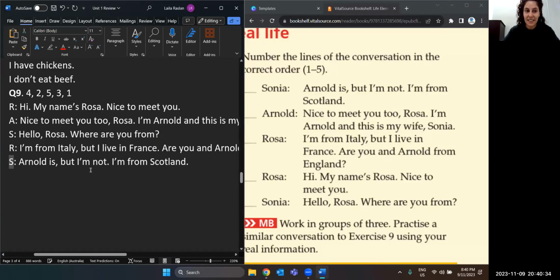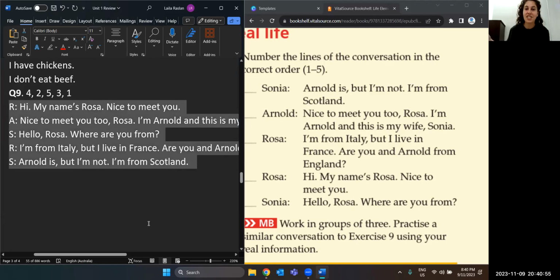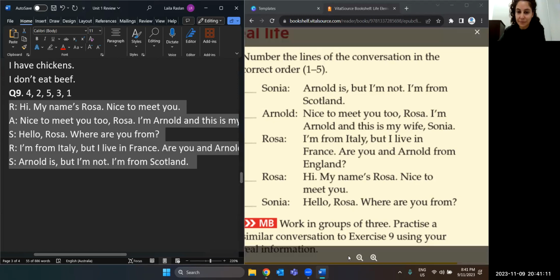And then Sonia says, Arnold is, but remember how we learned about the conjunction and but? So she's changing what she said. She said, Arnold is from England, but she doesn't want to talk about England anymore. So she said, but I am not from England. I am from Scotland. So that's the conversation between Sonia, Arnold, and Rosa. So good, we can see that they were asking each other, nice to meet you, using these expressions. Where are you from? What's your name? So using the verb to be.